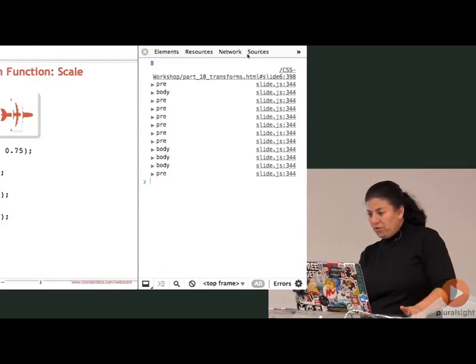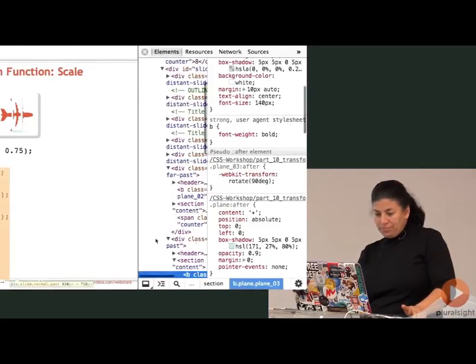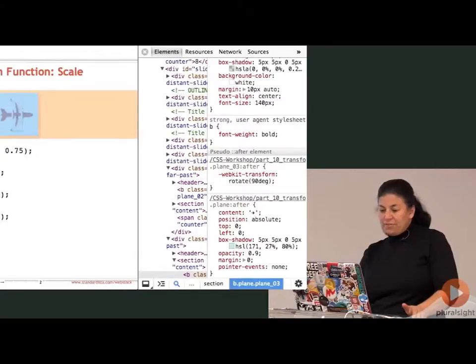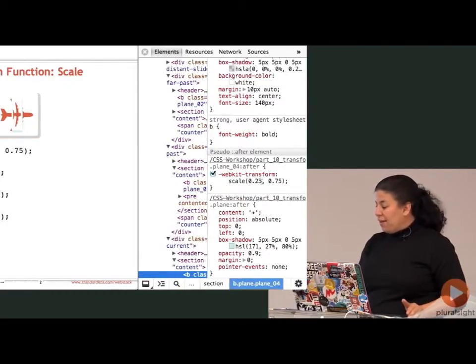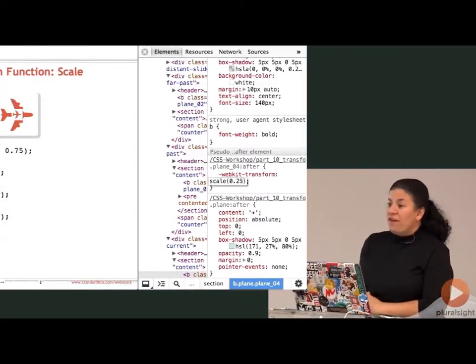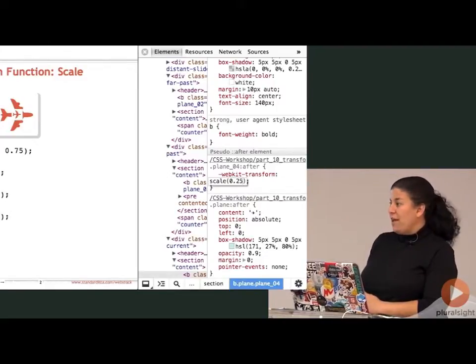It's not giving me an error, so I don't know what's going on. Okay, so let's scale this. The after, so it's scaled. So if we scale just one value, it makes it proportional. So that is 25% along the X and the Y.